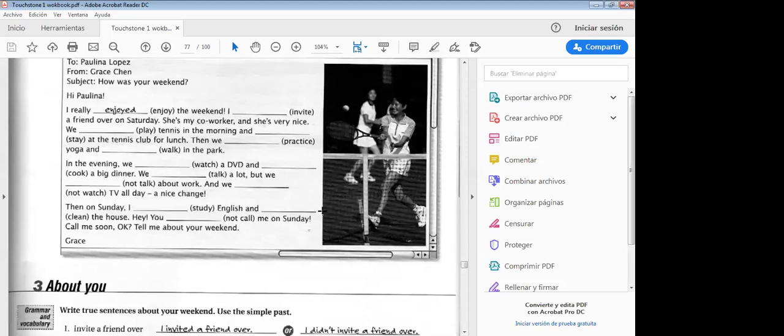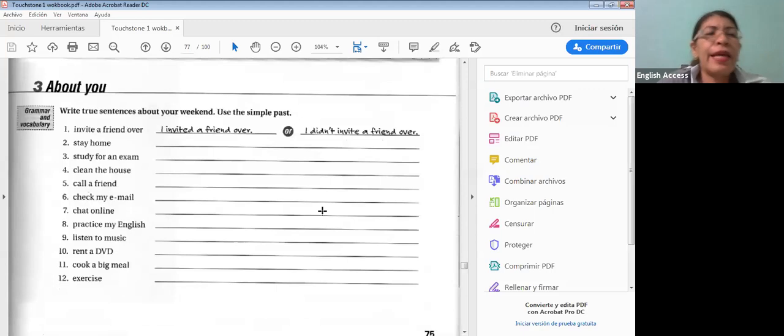Right. Okay, the last part is exercise 3. It's about you. It says write true sentences about your weekend. You're going to use the simple past. So you're going to write sentences with these expressions. You're going to think about last weekend, the activities that you did or didn't do. Number 1, invite a friend over. It could be I invited a friend over or I didn't invite a friend over.